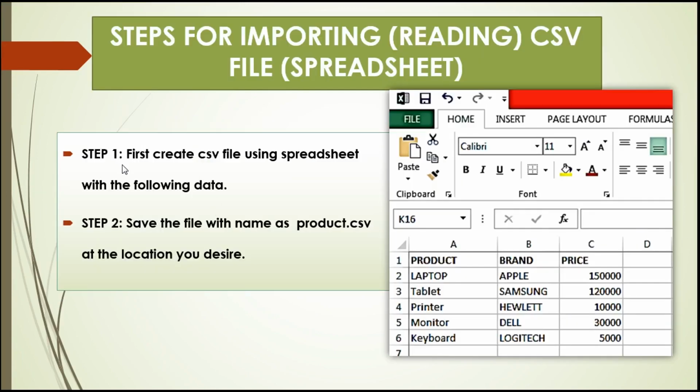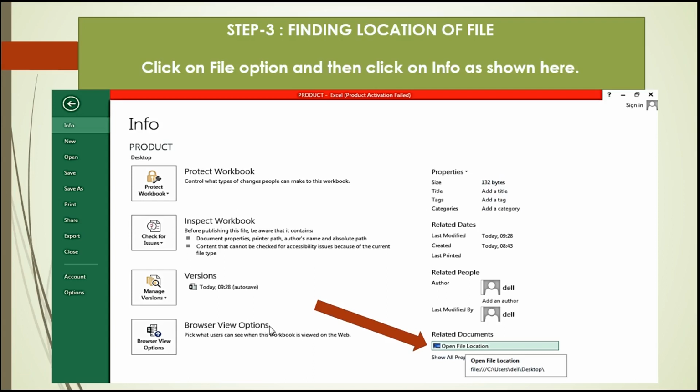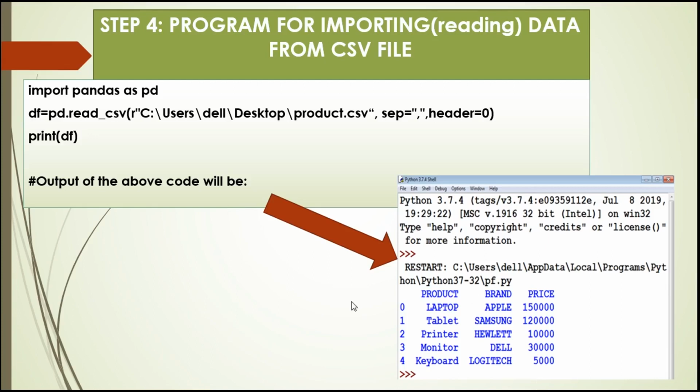So in step 1, you have to create CSV file. We have already created product.csv file with the following data. Then save the file with the name as product.csv at your desired location. Now in step 3, you have to find the location of the file. For this, click on File option and then click on Info button as shown here. When you click on Info button, it will show you the file location. It is my current location.